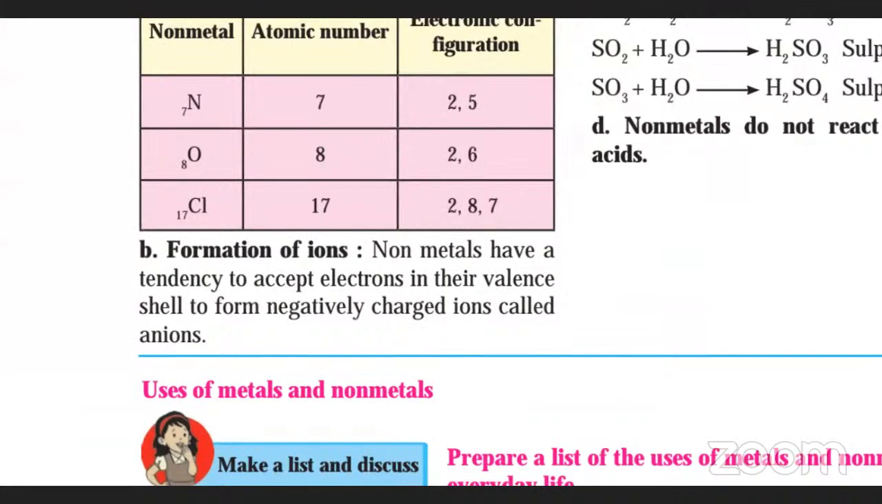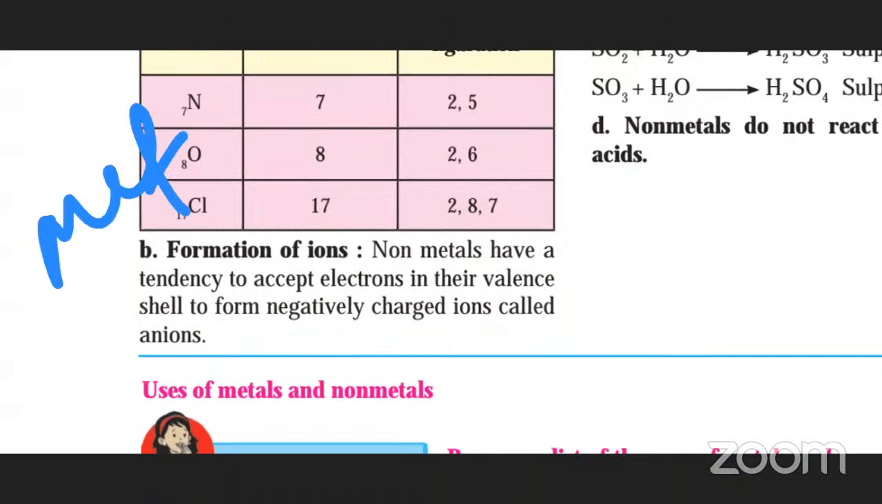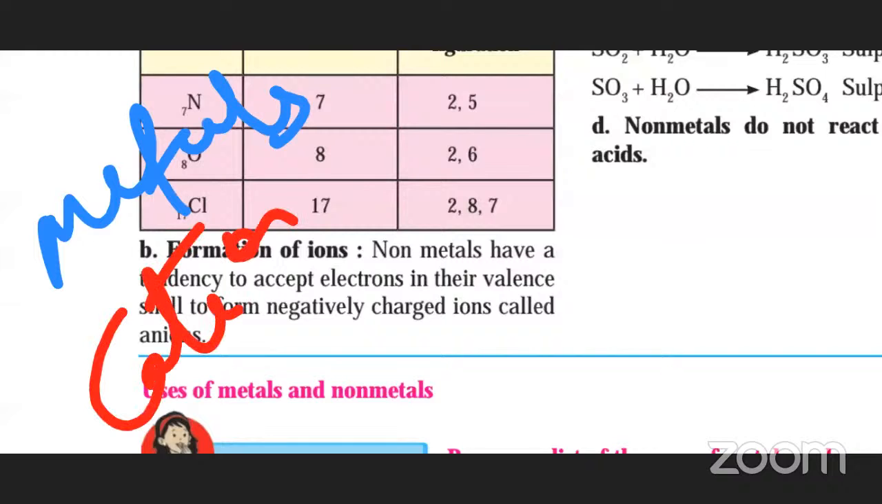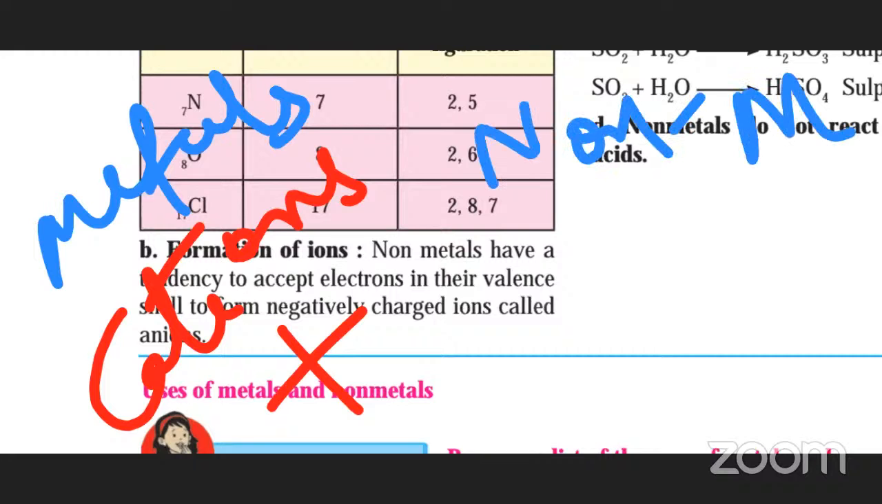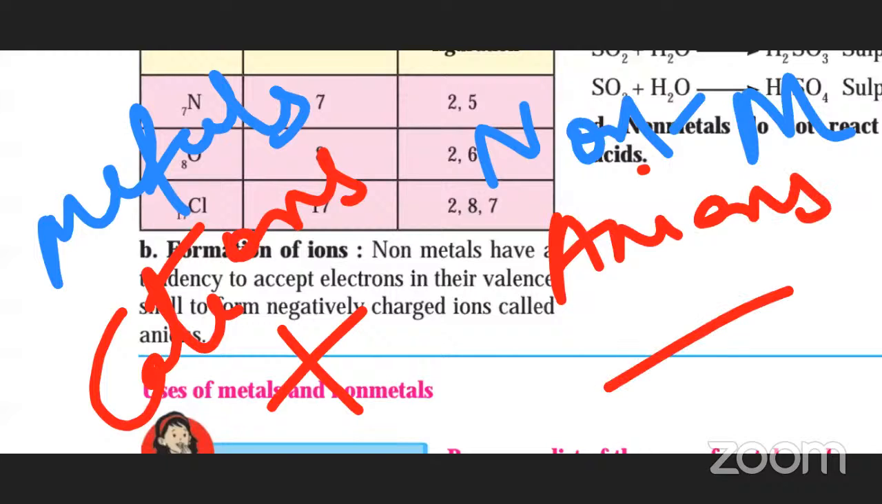Now, formation of ions. Non-metals have a tendency to accept electrons in their valence shell to form negatively charged ions called anions. So, when we have discussed about metals, we have discussed that they form cations. Metals have the tendency to form cations. Cations means positively charged species. And when we talk about non-metals, non-metals have the tendency to form anions. Anions means negatively charged species. Cations are positively charged species and anions are negatively charged species.